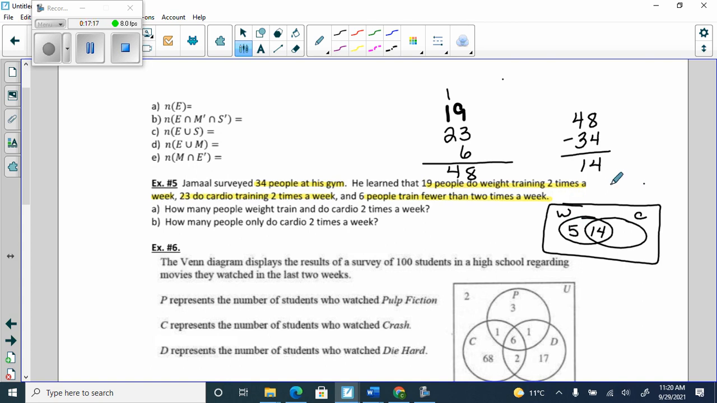Now it doesn't say weight training only, so I have to subtract, correct? Because there's already 14 in there. If it said only, I would just put the number in. The next one says 23 did cardio. There's already 14 doing cardio, who also happen to be doing weight training. So we're going to do 23 minus 14, which is 9. And then there's 6 on the outside. How many people weight train and do cardio? 14. How many people only do cardio 2 times a week? 9.